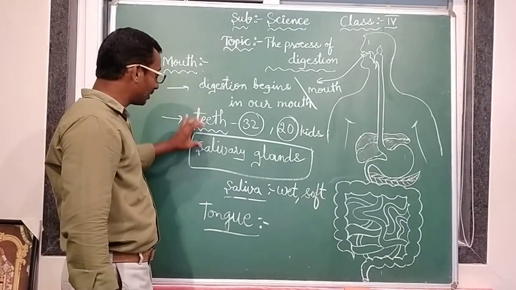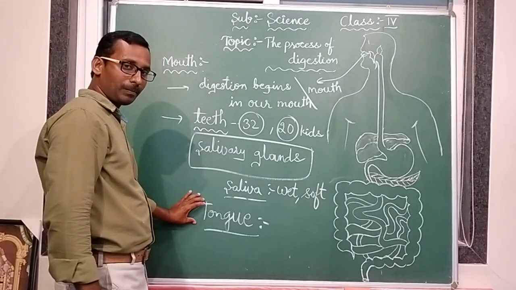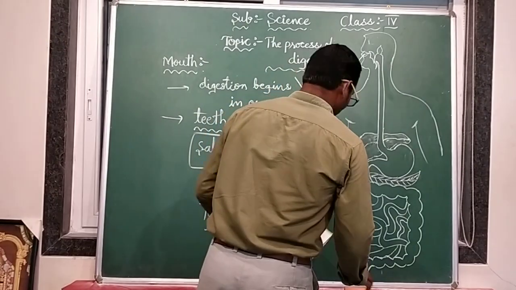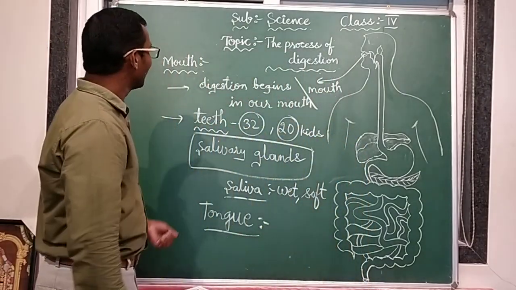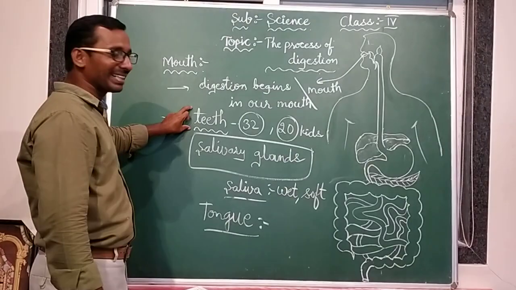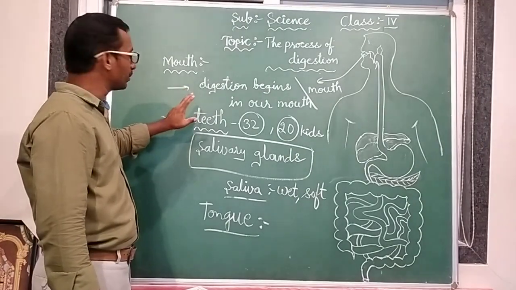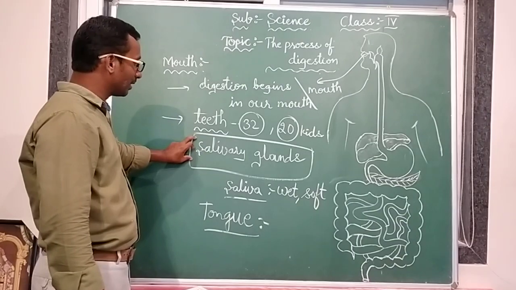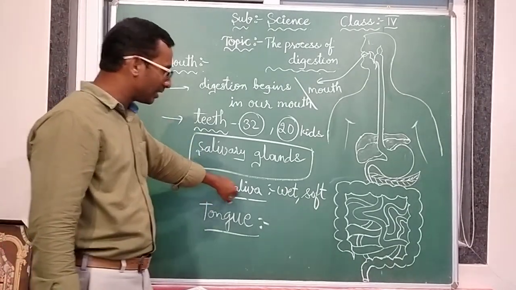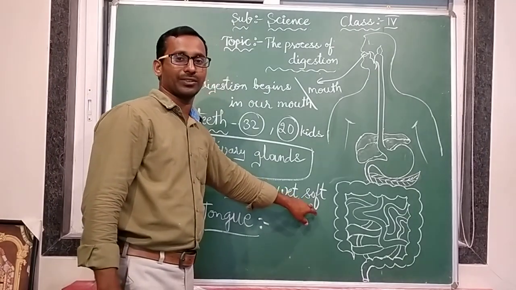So three are the teeth, saliva, tongue. Is it clear? Yes. This is about the mouth. In our mouth, all these works are happening. With the help of teeth, we are biting, chewing, cutting, grinding the food items. Salivary glands are producing saliva. This saliva makes the food wet and soft.